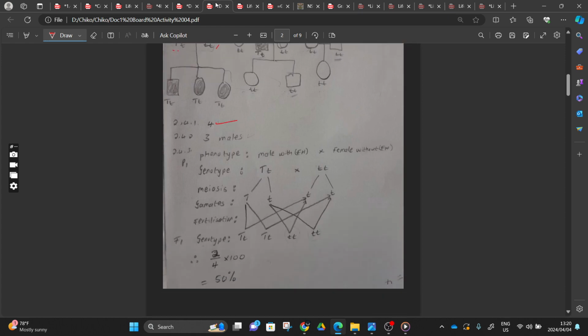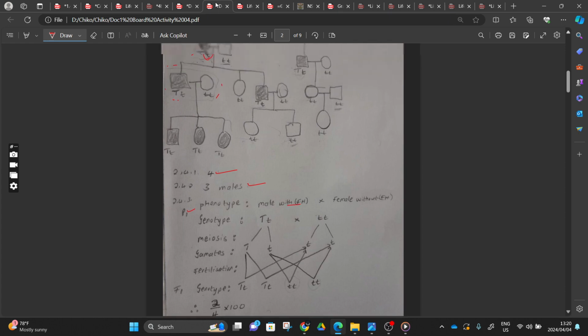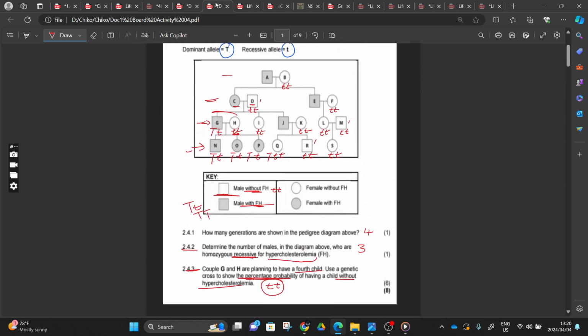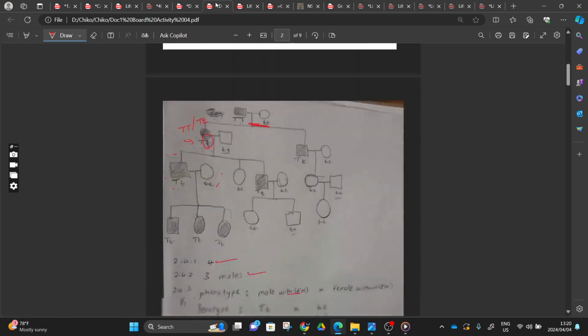1.4.3, and then here the 3, and then 3 males is fine. And then here came the P1, and then it said the phenotype male with FH was crossed with a female with, yeah, it was like this. Let me see. It was a female, yeah, it is a male and a female, yes.